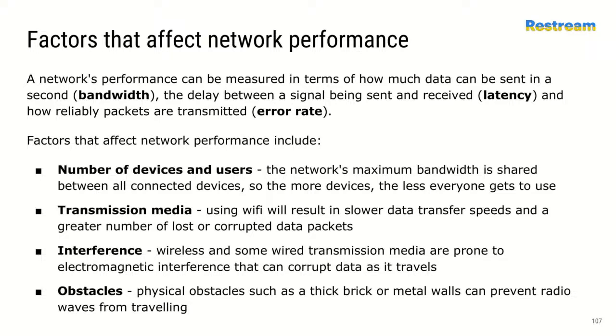The transmission media. Using Wi-Fi will result in slower data transfer speeds and a greater number of lost or corrupted files. Interference. Wireless and some wired transmission media are prone to electromagnetic interference that can corrupt data, but it tends to be more wireless. And then obstacles. Physical obstacles can prevent radio waves from traveling.